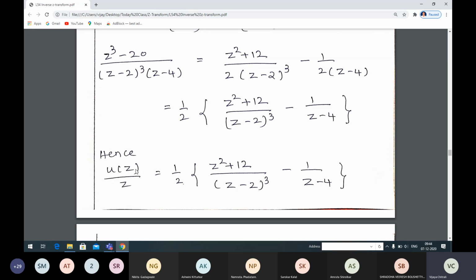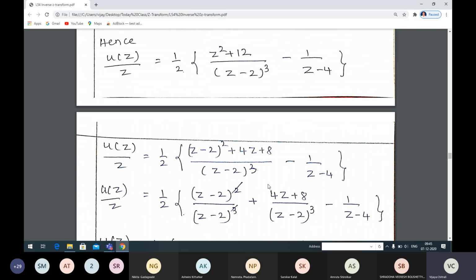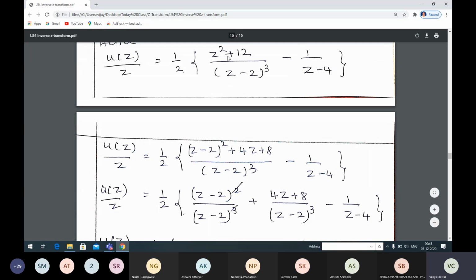Now u(z) = 1/2 (z² + 12)/(z − 2)³ − 1/(z − 4). Here the next step is some adjustment we are doing. For this term, only this term, the denominator we have is (z − 2)³.